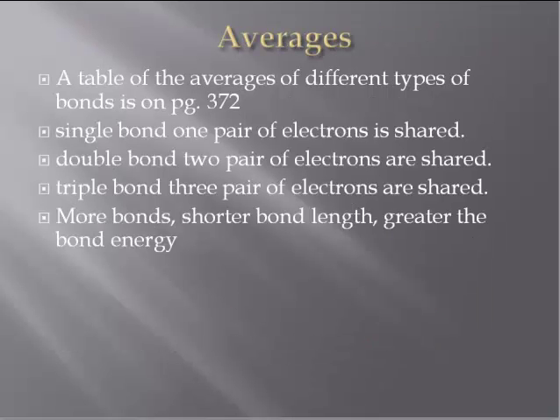So speaking of averages, if you were to look on page 327 of your textbook, you would find a table that gives you the most common bonds there are and the energy it takes to break them. And just as a little review, this is stuff from the past. Single bonds are one pair of electrons, double bonds are two pair of electrons, triple bonds are three. And what happens is when you have more bonds, you get a shorter bond length. And if you look on that table, you'll see that the bonds that are shorter and are multiple have a greater bond energy. Something to know, but you'll always have a table involved.